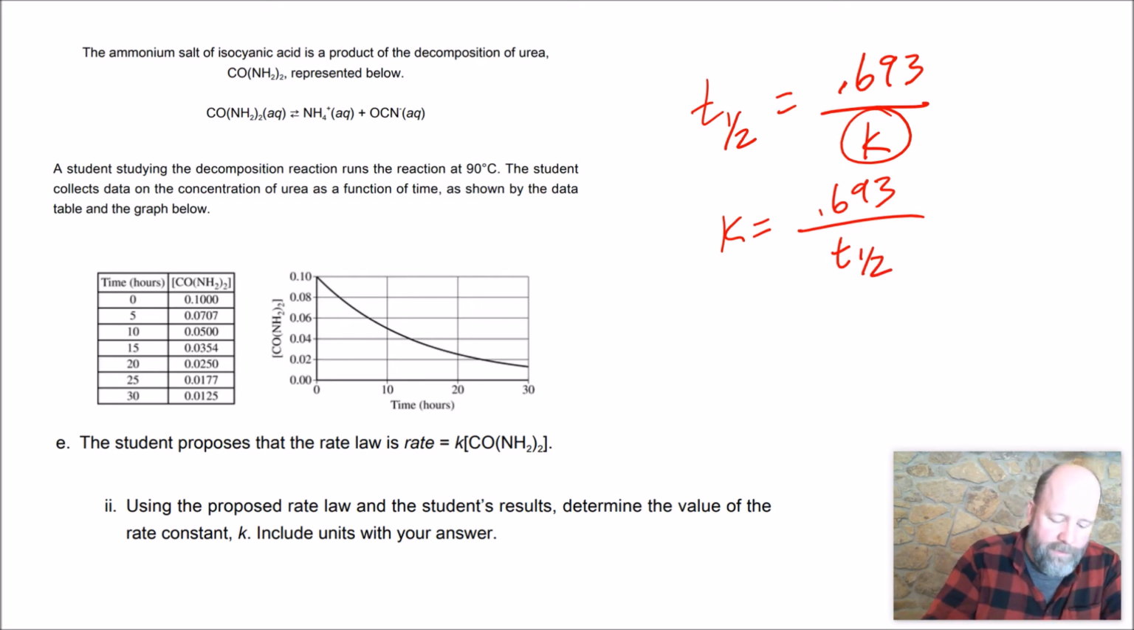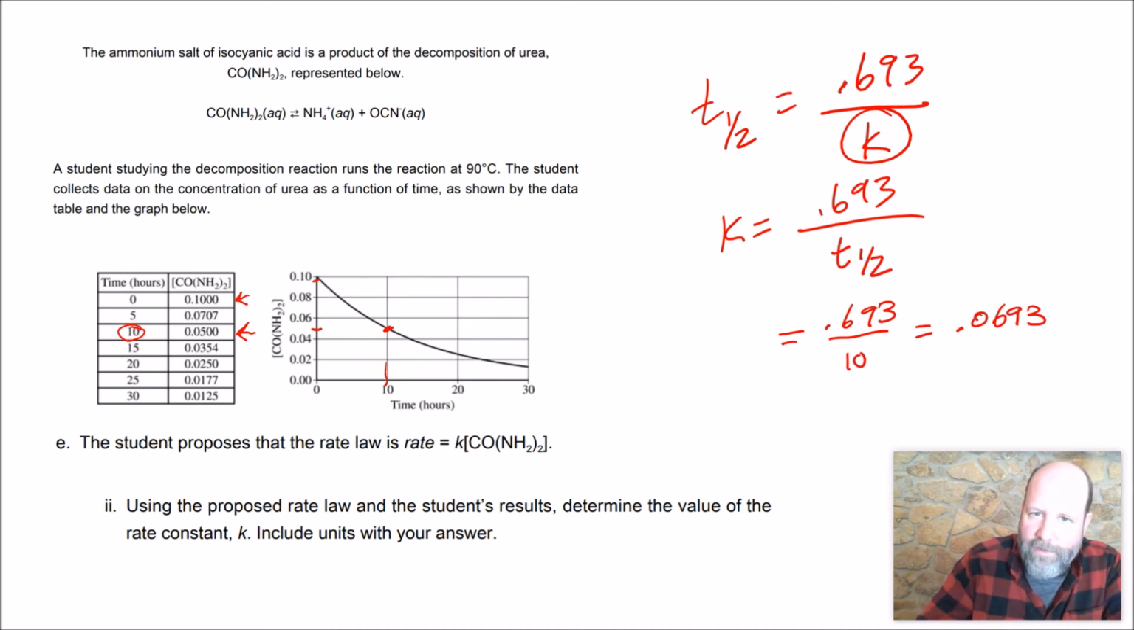And if I look at the graph, there's my half-life right there. There's half as much of what I started with, and that's exactly 10 hours. Or you can look at the data table and see that when I have half of what I started with, that's 10 hours, either way. And so 0.693 over 10 equals 0.0693, so no calculator needed.